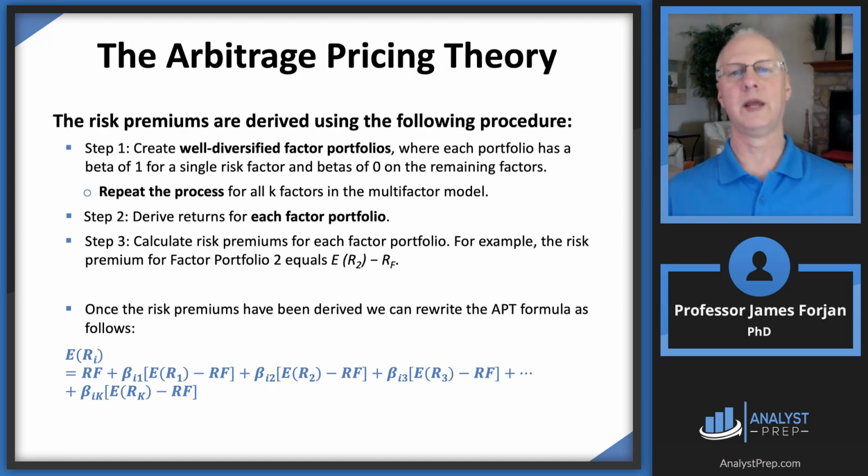All right, so what does this mean, arbitrage pricing theory? Let's continue our discussion on these risk premiums. What we're going to do is a couple of steps here. We're going to create well-diversified factor portfolios, where each portfolio has a beta of 1 for a single risk, like the market portfolio or GDP or interest rates, and then betas of 0 for the remaining factors. All right, that's called a well-diversified factor portfolio.